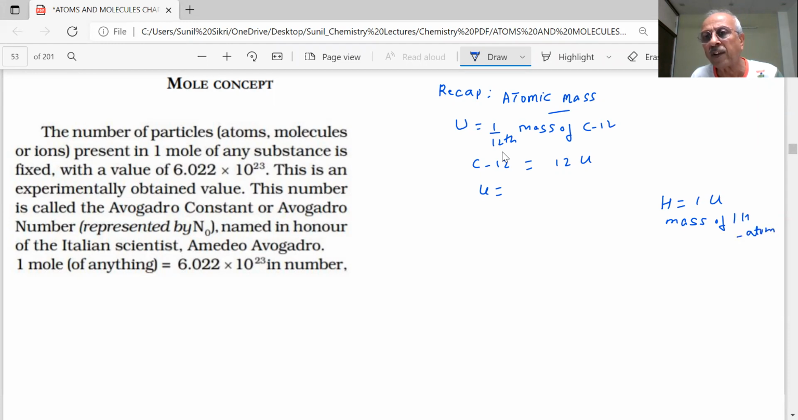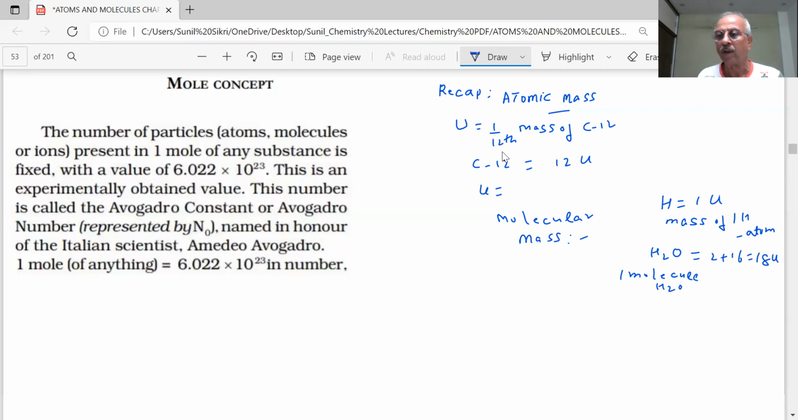We defined atomic masses, and then we also defined molecular masses. How do you calculate the molecular mass? By adding the atomic masses of the different elements present in a given compound, right? We also defined the formula mass for ionic compounds. If I say H2O is water, what is the molecular mass of one molecule of water? 2 plus 16, that is 18. So we write 18U.